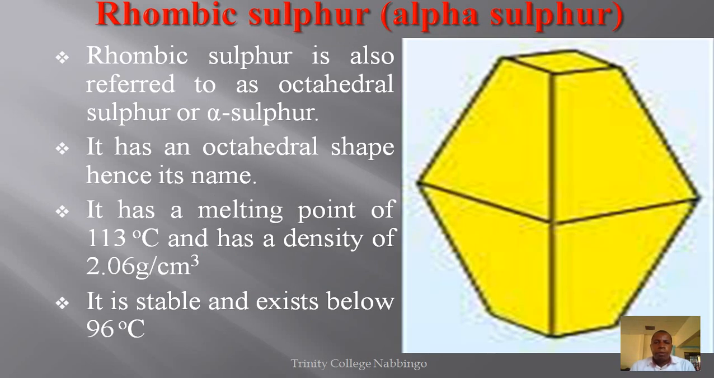Let us begin by looking at rhombic sulfur, which has also another name which we call alpha sulfur. On the right hand side of our slide we have shown how it appears. It is octahedral, like you can see in the diagram. Then a few properties about it. It has a melting point of 113 degrees Celsius and a density of around 2.06 grams per cubic centimeter. In some books you will find it written as 2.08, but different books give different figures, either 2.06 or 2.08. That should not be a cause of concern. It is stable at a temperature below 96. We shall later see that if the temperature goes above 96, it changes to another allotrope of sulfur.